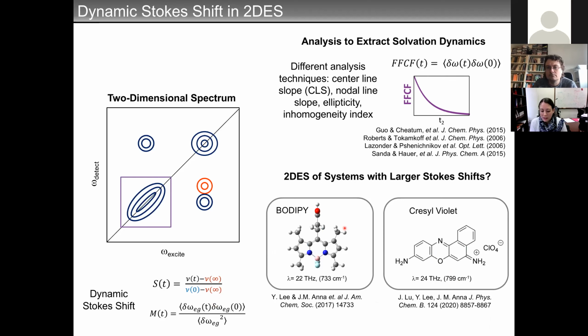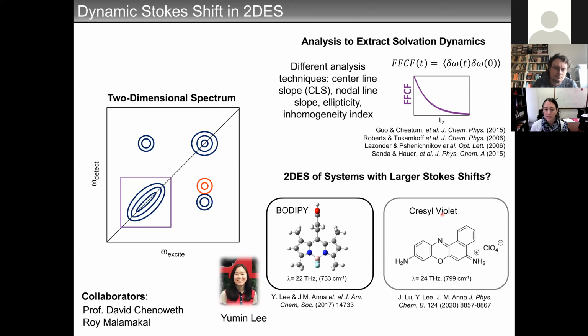Right, and so today I want to talk about our two recent studies extracting the dynamic Stokes shift from 2D spectra. First, focusing on BODIPY chromophores, where we show a procedure to extract the dynamic Stokes shift, and then looking at cresyl violet molecules, where we're expanding on this procedure to account for strong oscillatory components. I'll focus on the BODIPY work first, which again was done by Yumin Lee, and our collaborator is Dave Chenoweth, who makes different types of BODIPYs for us.